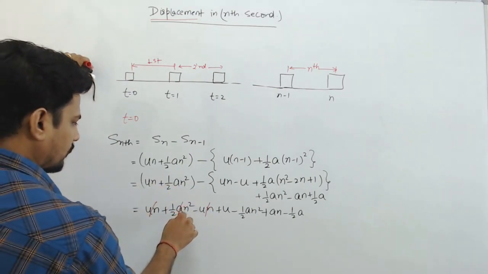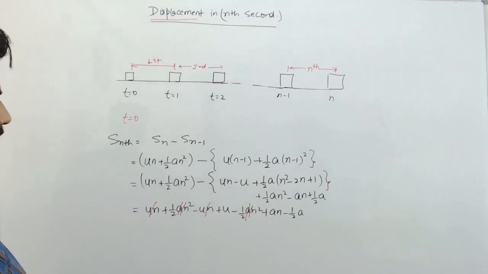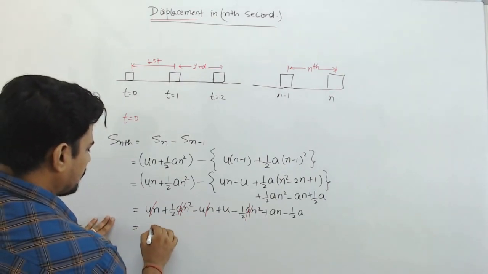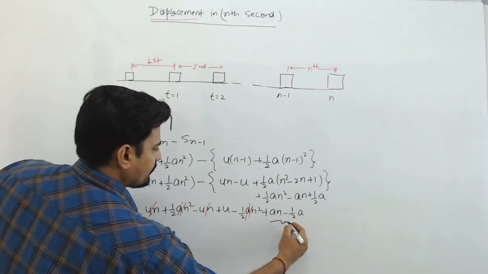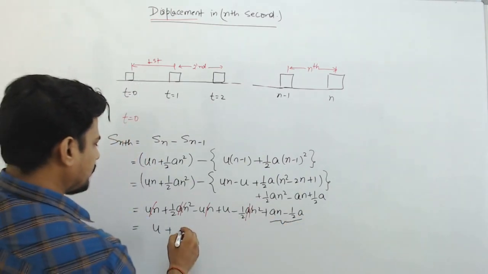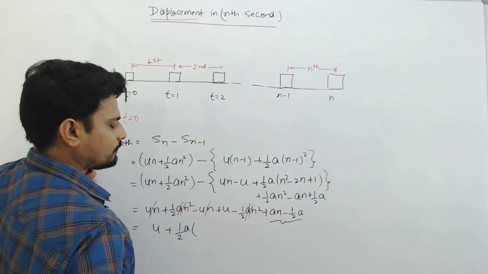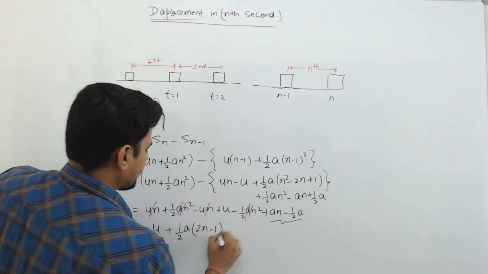This one should also be cancelled. I believe that is it. Nothing more could be cancelled after it. So we should be having what? u plus, if I look at these two terms and try to take something common, if I take 1 upon 2 a times common, I should be having how much? Here we should have 2n minus 1.